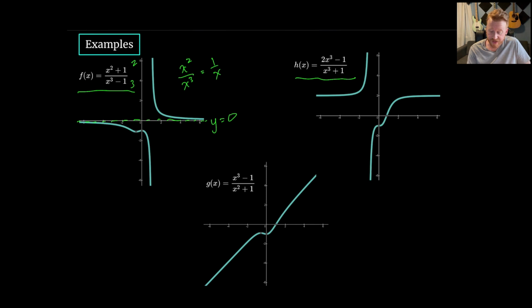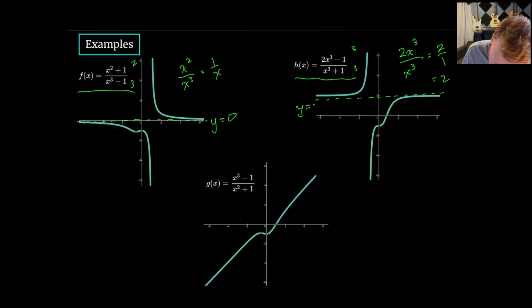Looking at this next one, h of x, we have 2x cubed minus 1 over x cubed plus 1. If we just focus on the leading coefficients here, I should first say that they both have a degree of 3, so they're exactly the same. And if I look at just the leading coefficients here, just x cubed, what we get is 2 over 1, which is just 2. And we can see that there is a horizontal asymptote at the line y equals 2. So at y equals 2, there is a horizontal asymptote. It is just the ratio of the leading coefficients, since the degrees are exactly the same.